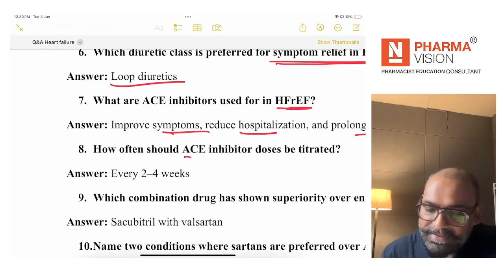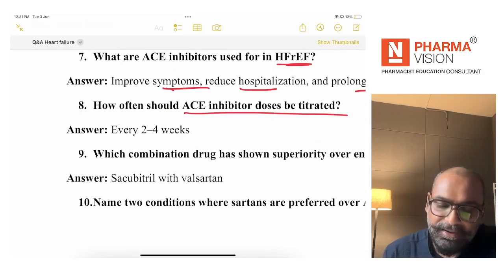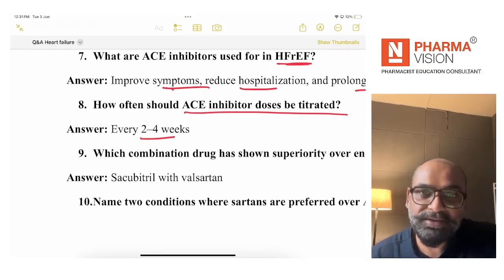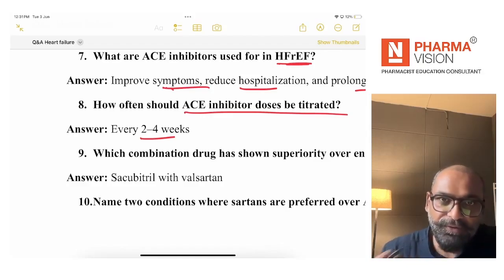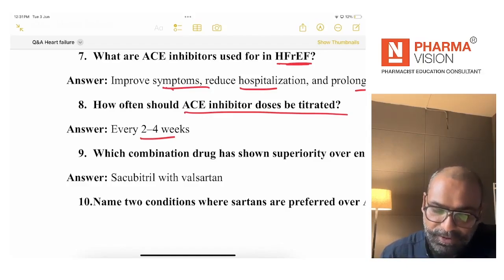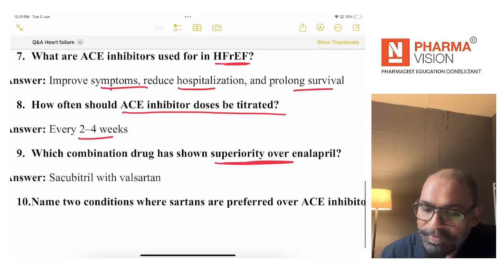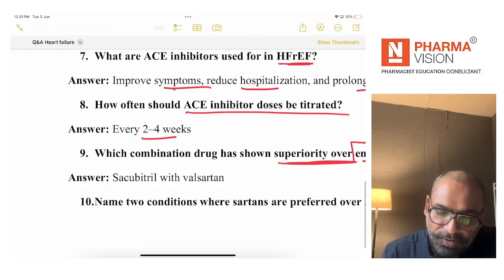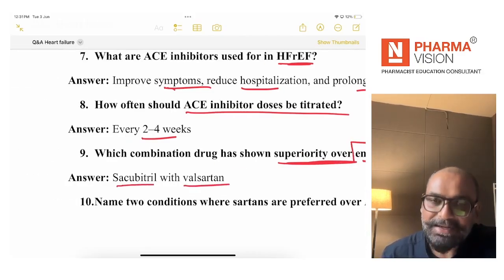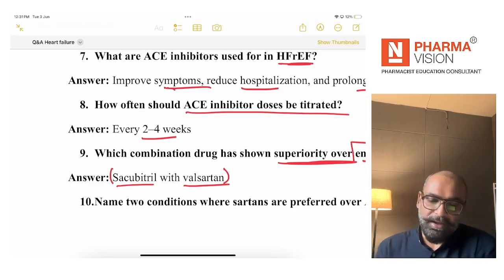How often should the ACE inhibitor dose be titrated? Every 2 to 4 weeks, because we have to review the renal function and also the electrolyte balance. Which combination drug has shown superiority over enalapril? This combination of sacubitril and valsartan. That significantly improves survival in patients suffering from heart failure.